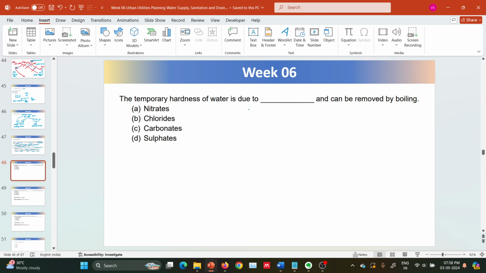Temporary hardness in water is due to which of these? Nitrate will impart permanent hardness. Chloride will also impart permanent hardness. Carbonate will impart temporary hardness. The answer is C.